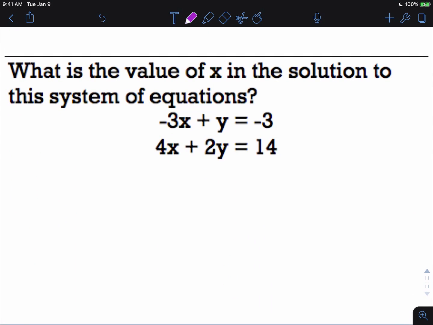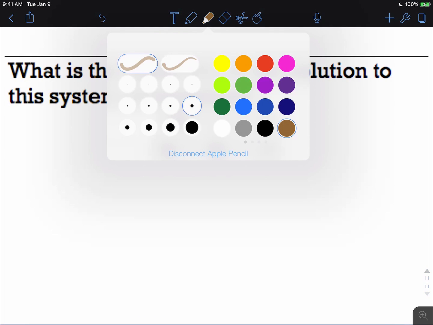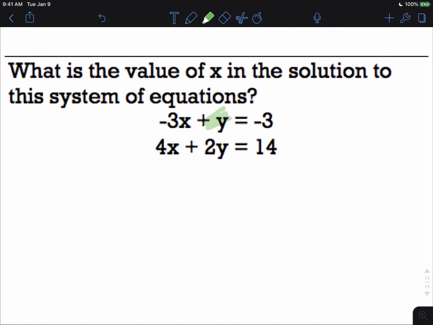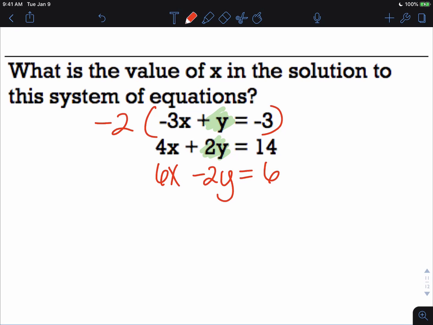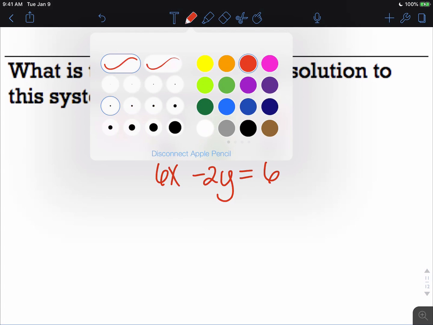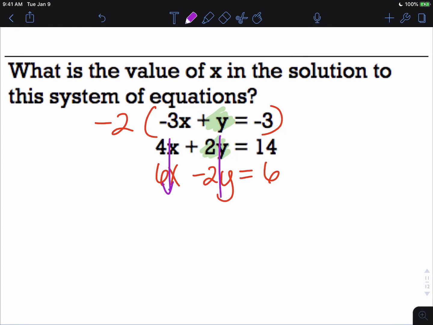Now, this one is my system of equations. Remembering that we learned how to do this on graphs, we learned how to do it by hand, but let's do this one by hand. First thing I see is that none of my numbers really line up with each other. But what I do see is that's 1 and that's 2. So I'm going to try and eliminate. I'm going to multiply this guy by negative 2. So 6x minus 2y equals 6. Now I'm going to go ahead and add these two together.